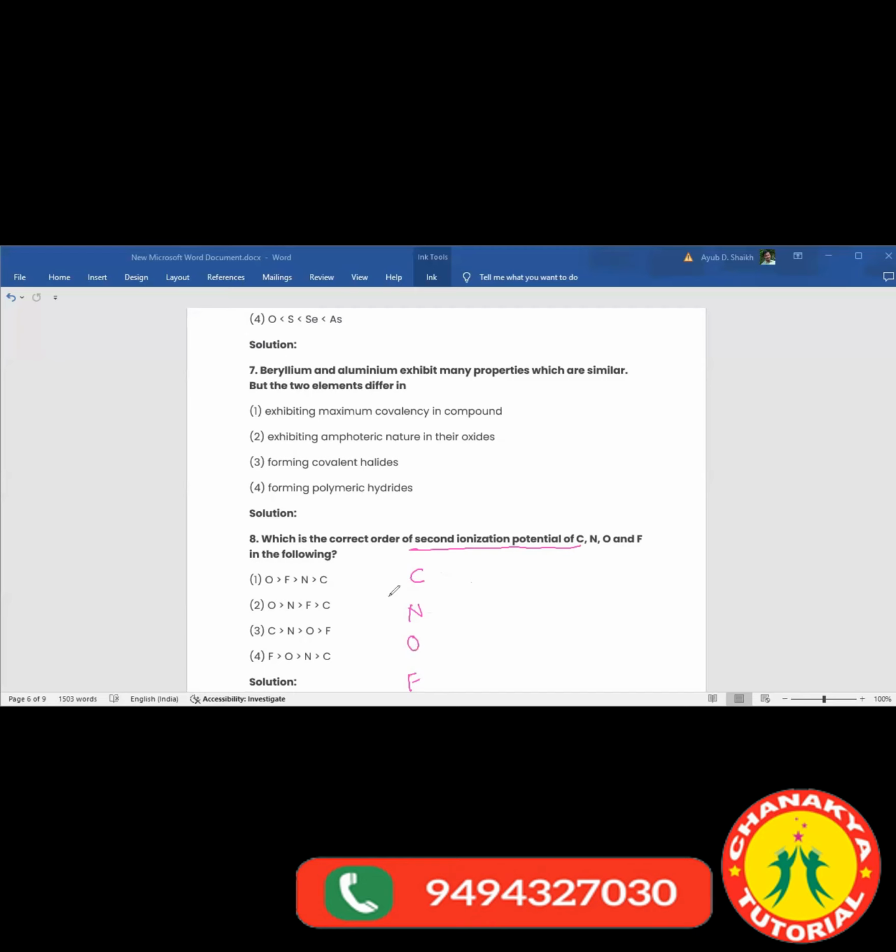Carbon, nitrogen, oxygen, fluorine. These all are P block elements, correct? For carbon, it will be 2s2, 2p2. For nitrogen, it is 2s2, 2p3. For oxygen, it is 2s2, 2p4. And for fluorine, it is what? Sorry, not 2p6, I guess.